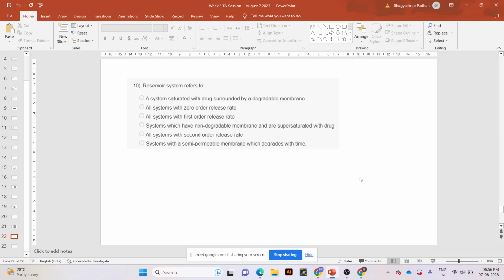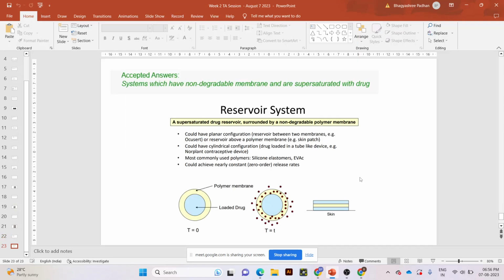Okay, so you guys are correct. The correct answer is systems which have non-degradable membrane and are supersaturated with drug. So this is the definition that was given in the lecture itself. A reservoir system is a supersaturated drug reservoir surrounded by a non-degradable polymer membrane. It can have a planar configuration or could have cylindrical configuration. Most commonly used polymers, silicon elastomers, could achieve nearly constant or zero order release rates.